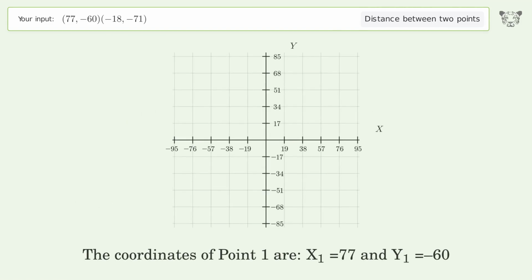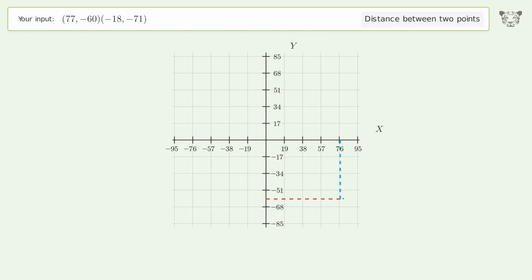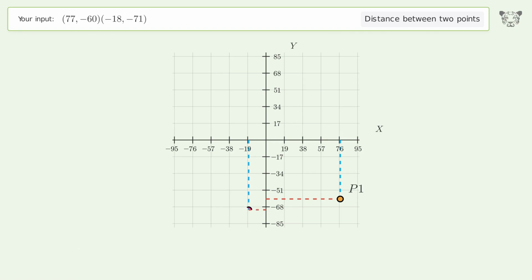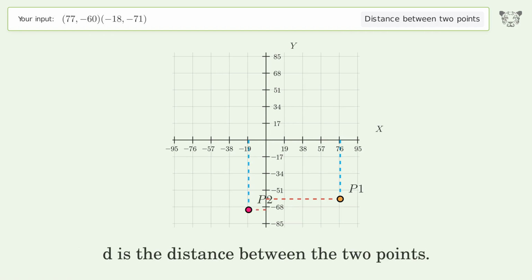The coordinates of point 1 are, x1 equals 77 and y1 equals -60. The coordinates of point 2 are, x2 equals -18 and y2 equals -71. D is the distance between the 2 points.